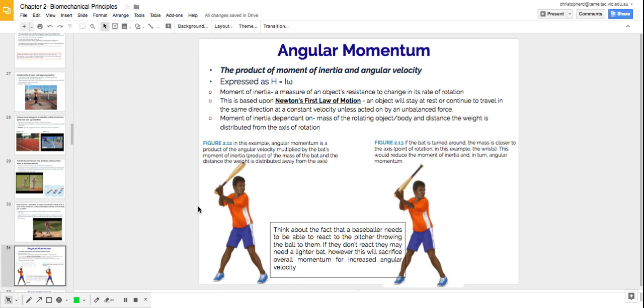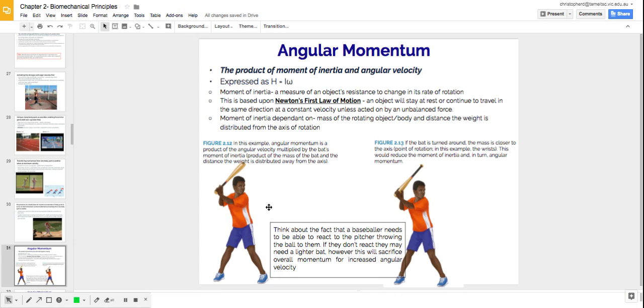On the left side here, the lighter part of the weight is near the axis, so the heavier part is further away. That means that there'll be a greater moment of inertia because it is distributed away from the axis, meaning that it will take a little bit longer to hit the ball.